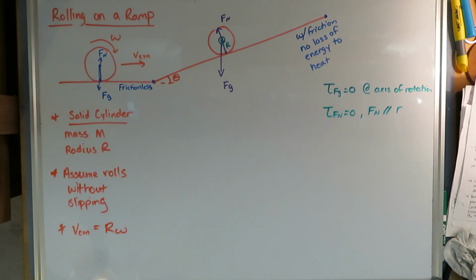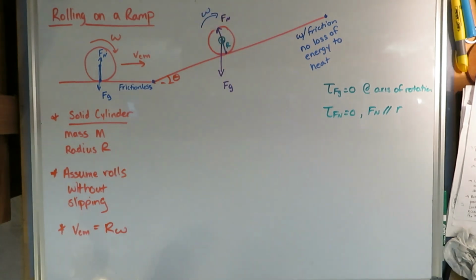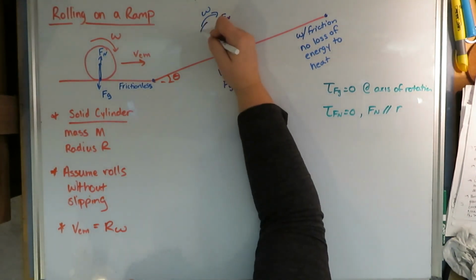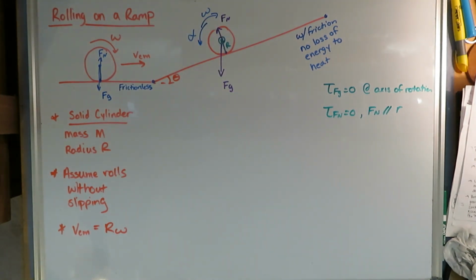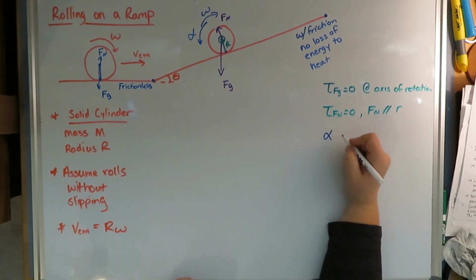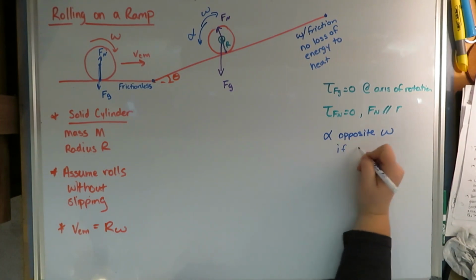Well, we have to assume some rotational kinematics. If this thing is rolling up the ramp with an angular speed omega, and it is going to slow down its angular speed, then there has to be an angular acceleration in the opposite direction of the angular speed. So the angular acceleration has to be in the opposite direction as omega if you're slowing down.